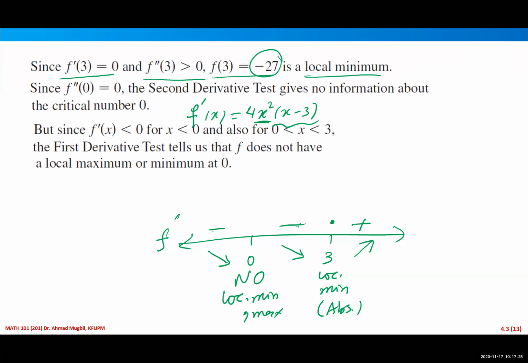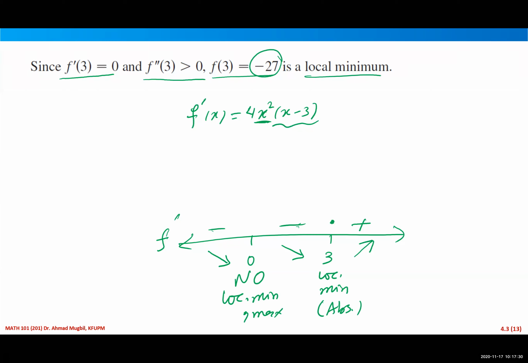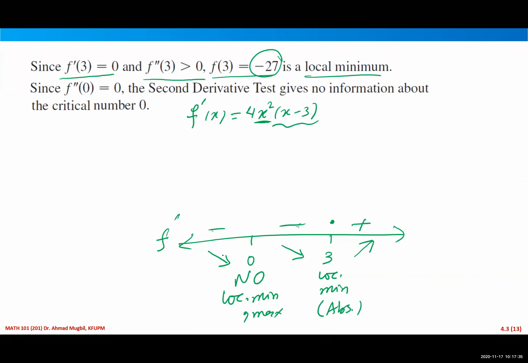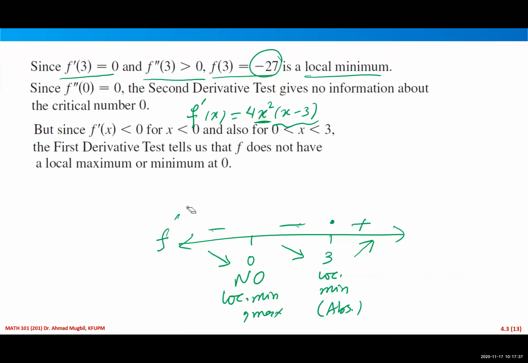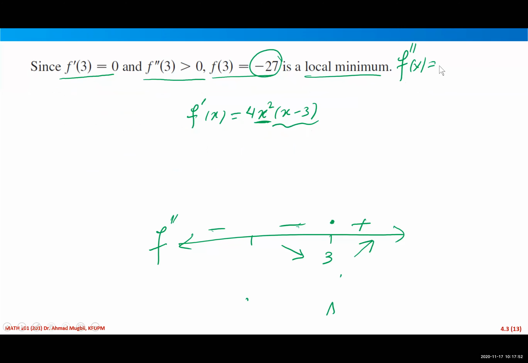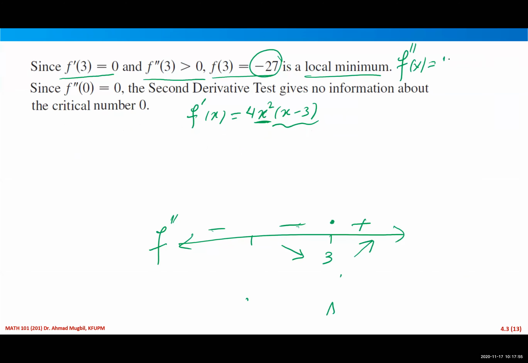So now we need to decide where it is concave up and down. To know that, we need to go back to the second derivative and decide where it is positive and where it is negative, if you remember. So what we will do now, we will study the second derivative. But we need to know first what the second derivative is. Let's remember. It is 12x times x minus 2.